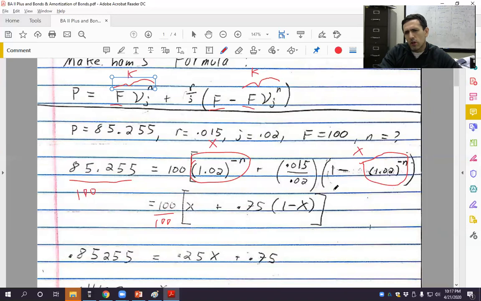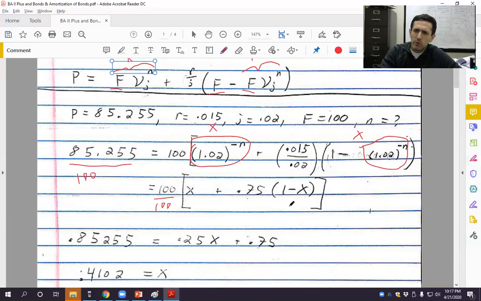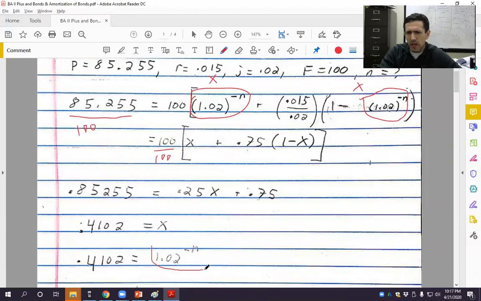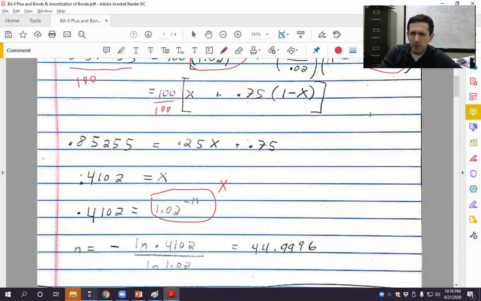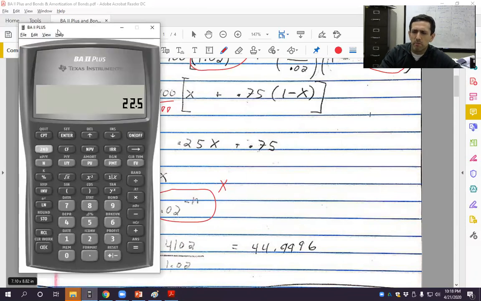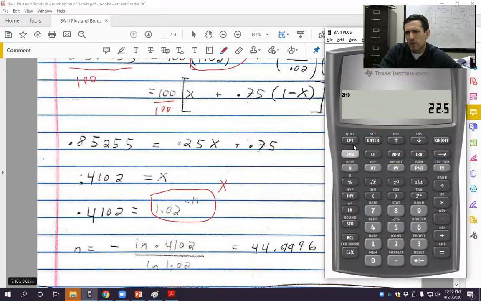Okay, so we divide by 100, and 0.75 times 1 is just 0.75. X minus 0.75x is 0.25x, so you just solve for x, you get 0.4102. But remember what x is. It's 1.02 to the minus n, so you take ln of both sides and solve for n. You get 44.449996. Same thing we got before.